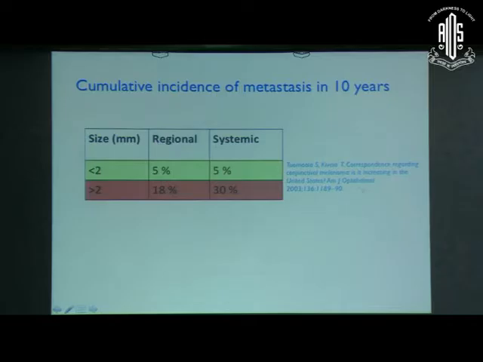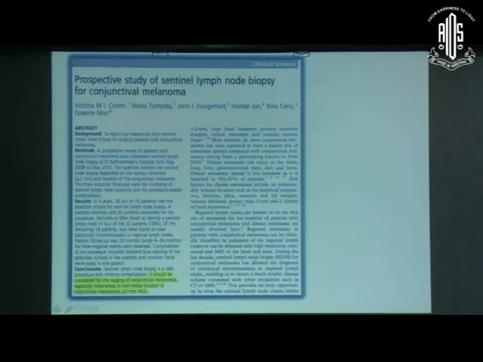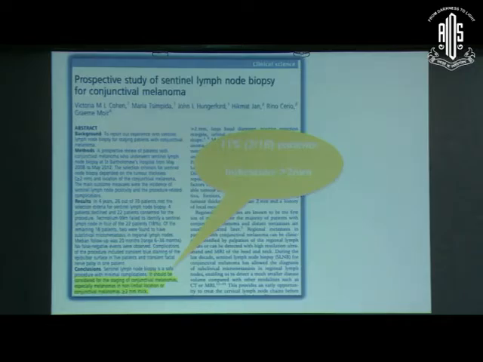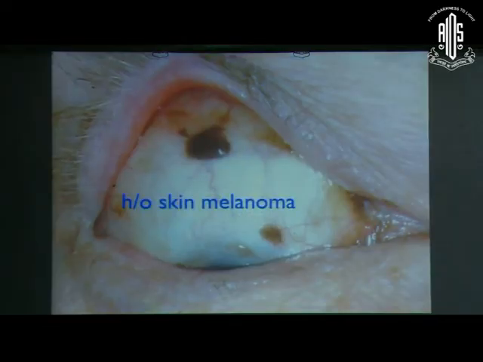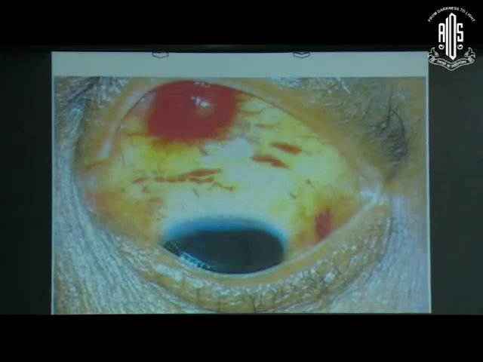And this is a wonderful paper brought in by Dr. Kivala et al., where they saw that conjunctival melanoma more than 2 millimeters in thickness had a cumulative incidence of 30% of systemic metastasis. So most people do sentinel lymph node biopsy as a practice nowadays if the conjunctival melanoma is more than 2 millimeters. Now, in the Caucasian population, again, you have to look for systemic evaluation, any pigmented lesion. It can be a skin melanoma which is spreading into the conjunctiva.